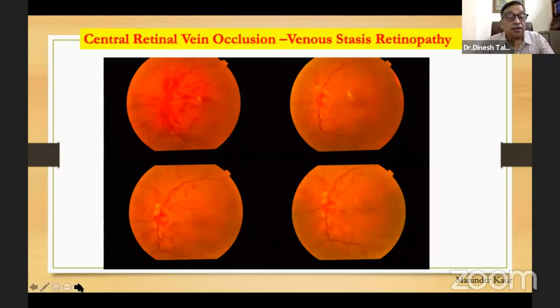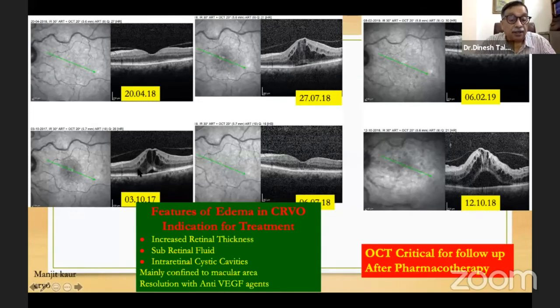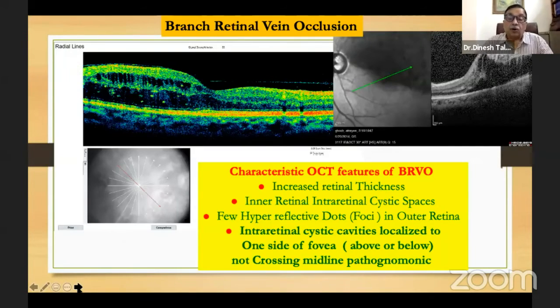Now, the other important thing is CRVO. If you have CRVO, on the other hand, the patient has macular edema, increased retinal thickness, there could be subretinal fluid, intraretinal cystic cavities, but they are usually confined to the macular area. And you can use this also for assessing response. Following treatment it became better, then got a recurrence, again was treated, and you can see how he is responding to pharmacotherapy. So it's very important to use OCT for following up your patients after you made your initial diagnosis. On the other hand, if this was a BRVO, what would be the difference?